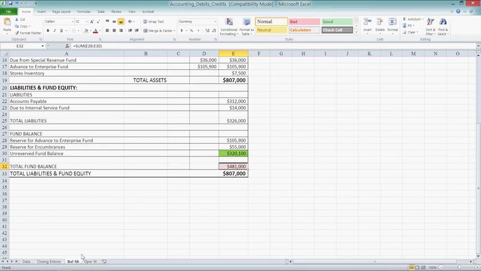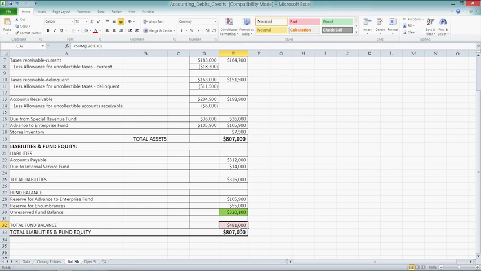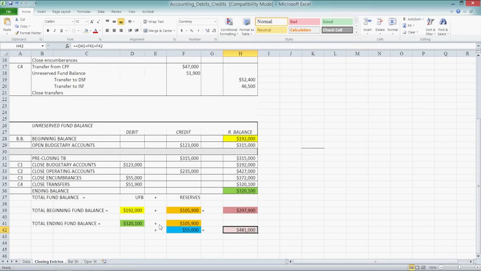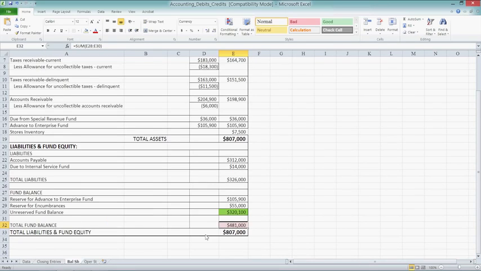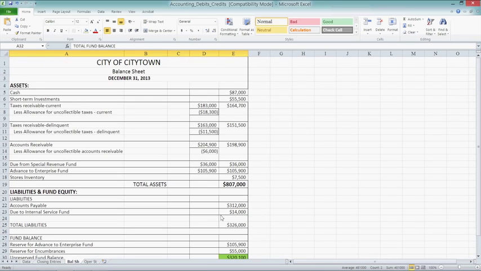Now let's go to the third tab. That's the number right here, 481,000 closing entry, which is the total ending balance, and total liabilities and fund equity is 807,000. This number is a total fund balance, which is what we expect. And this is the balance sheet for the hypothetical city of Citytown. Notice here, cash, we have $87,000 increase. Short-term investments, $55,000 increase. Right here, line number 7, taxes receivable, current, less allowance for uncollectible taxes.